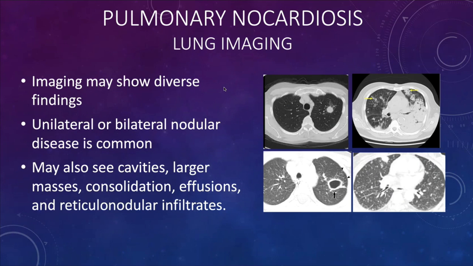So with pulmonary nocardia, you can really see a lot of different manifestations. You can see dense consolidation. You can see a single or multiple pulmonary nodules. You can see the development of a lung cavity, for example, or you can see reticulonodular infiltrates. So just because you have a particular type of lung involvement or a particular type of lung pathology as seen on lung imaging doesn't mean that it isn't nocardia.